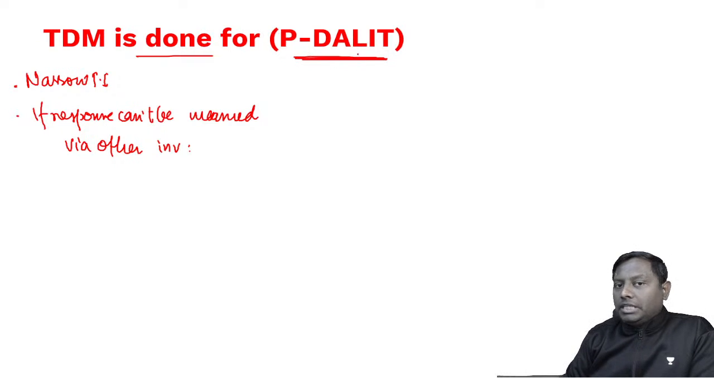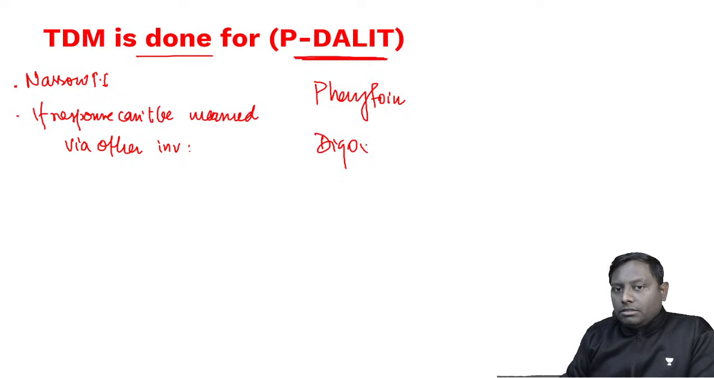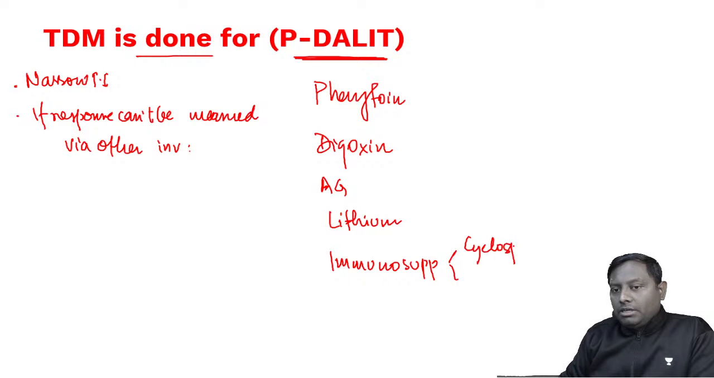You can remember P-Dalit, Pyara Dalit, that stands for your phenytoin, digoxin, aminoglycoside, lithium, immunosuppressant like cyclosporine. How can you know how much of the immune has been suppressed? Tacrolimus or any other immunosuppressant, TCA, tricyclic antidepressant, and theophylline.